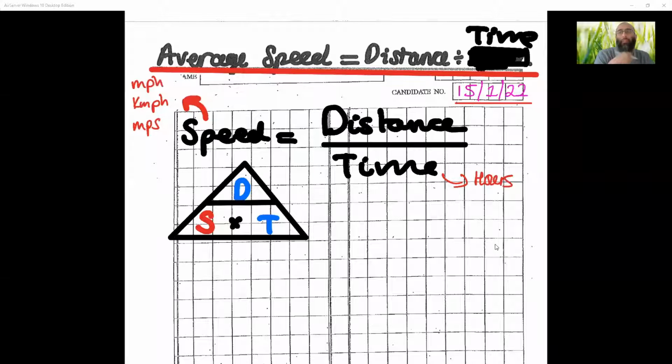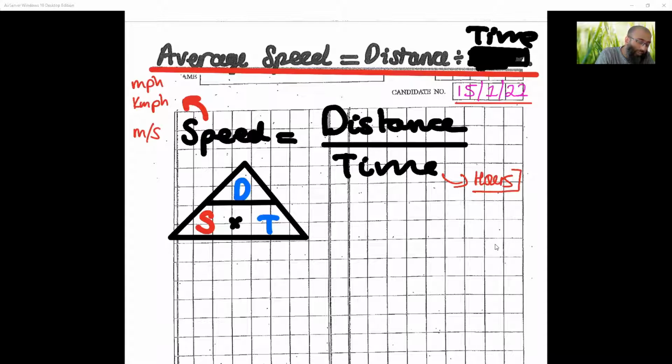If you want to work out the average speed, we do the distance divided by the time. There's the master formula. Speed is measured in miles per hour, mph, kilometers per hour, kmph, or meters per second. Normally, we don't write meters per second like that. We write meters per second like that.